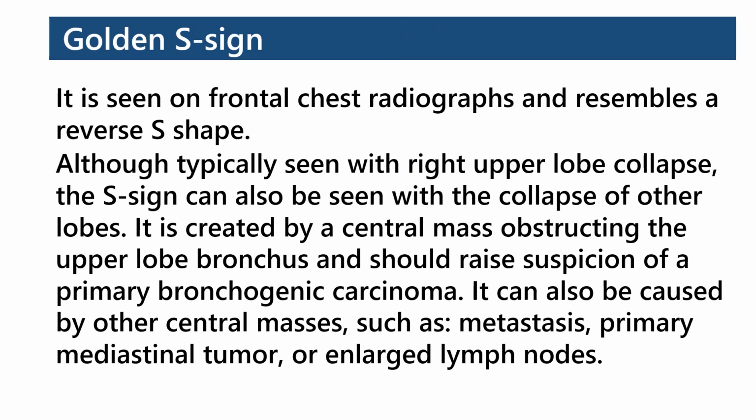Golden S sign is seen on frontal chest radiographs and resembles a reverse S shape. Although typically seen with right upper lobe collapse, the S sign can also be seen with the collapse of other lobes. It is created by a central mass obstructing the upper lobe bronchus and should raise suspicion of a primary bronchogenic carcinoma. It can also be caused by other central masses, such as metastasis, primary mediastinal tumor, or enlarged lymph nodes.